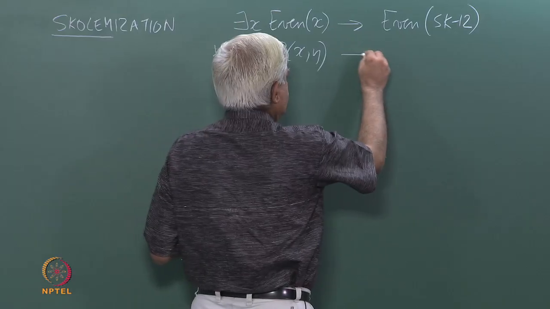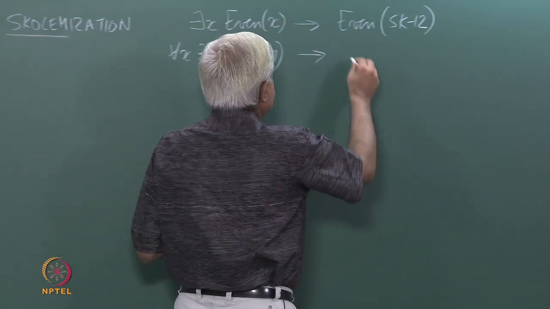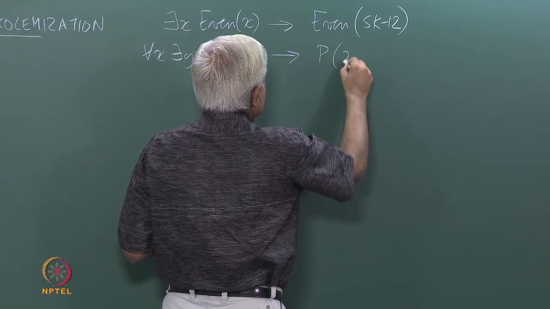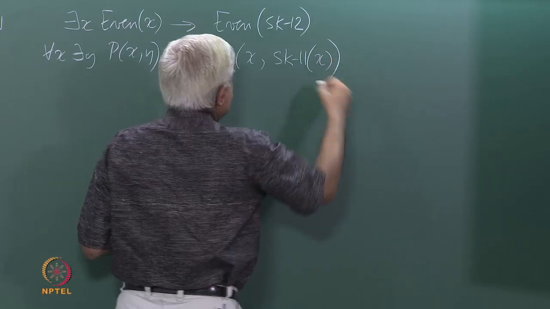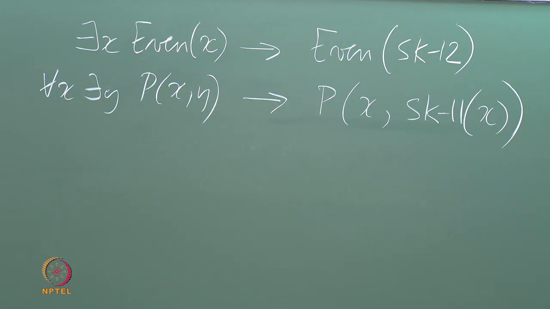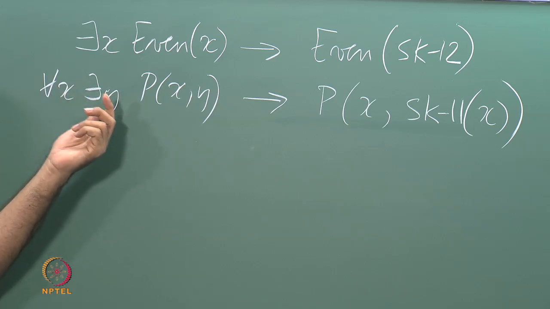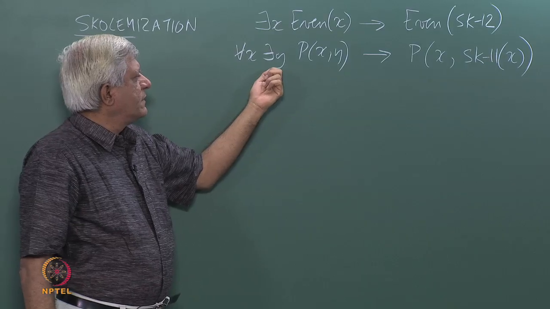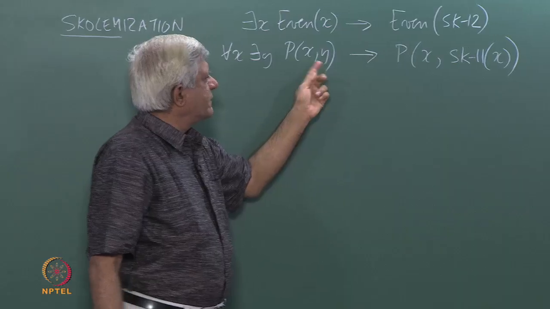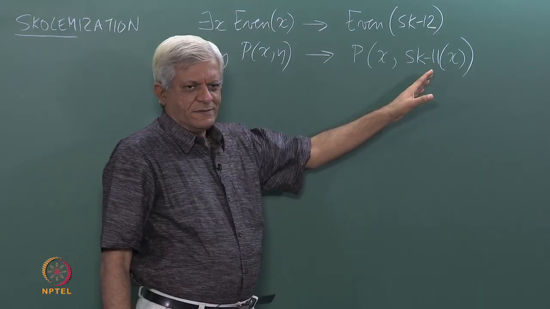We can transform this into an implicit quantifier form by writing it as p x, f1 of x. So, what are we saying here? When we have an existentially quantified variable inside the scope of a universally quantified variable, then we are replacing that variable with a function of the other variable, and the function is a Skolem function.